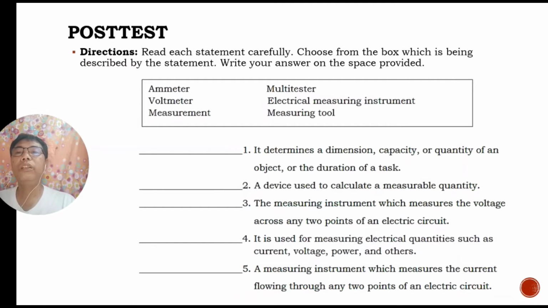Now for your post test directions, read the statement carefully. Choose from the box which is being described by the statement. Write your answer on the space provided. So we have here 6 choices in the box, such as ammeter, voltmeter, measurement, multi-tester, electrical measuring instruments, measuring tool. Okay, you may start now.